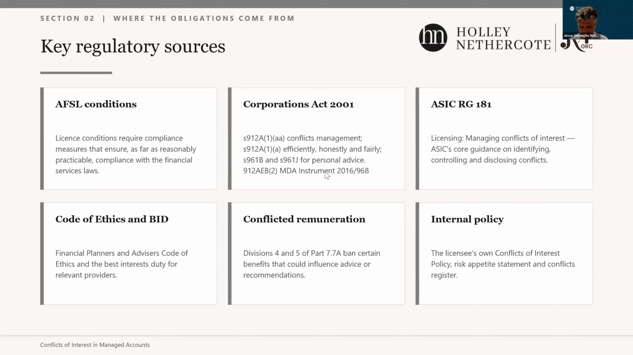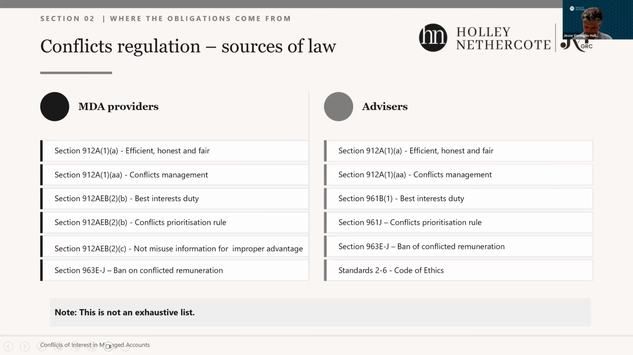So the next slide is really a summary and very similar to one I've just covered, slide 7, which side by side has the MDA providers and MDA advisors and the types of obligations that apply to them. There is a level of consistency between the two, but again, I just make the point that for MDA providers, some of these are found within the legislative instrument: the best interest duty, the conflicts prioritisation rule, and not to misuse information for improper advantage. And the reason why they find themselves within the class order or the legislative instrument is because there is a recognition that MDA providers should reflect very similar conflicts management obligations that apply to responsible entities of managed investment schemes. So hence the reason why they are applied as part of the MDA contract.